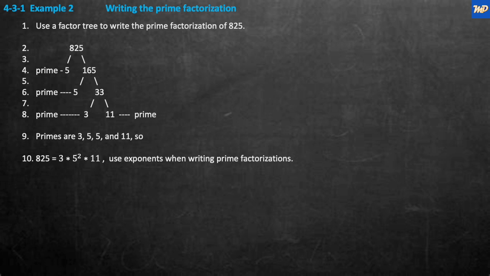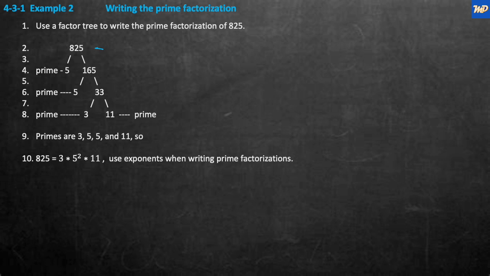In example 2, writing the prime factorization. So they use a nice little thing called a tree, a factor tree. What we're going to do is start with the number on the top, and then divide into the factors. You see them there, like the 5s and the 3s and the 11s. It's kind of fun. So we start at the top with 825. And you can see that it's not even, so 2 doesn't go into it.